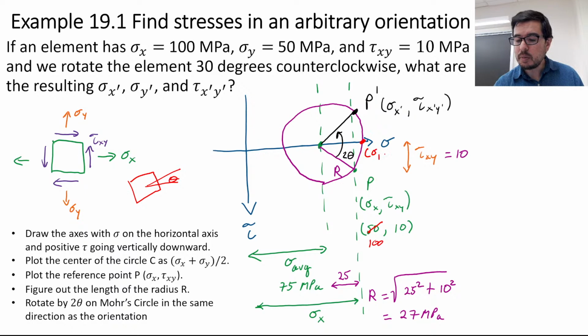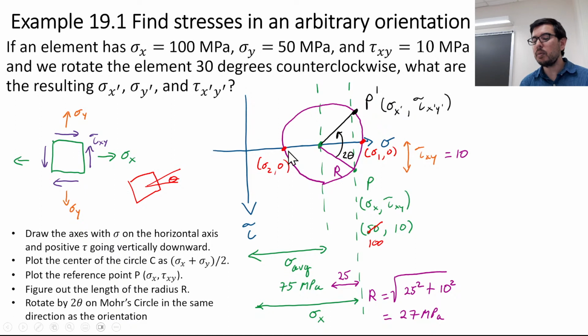That's what we'll call sigma 1, comma 0. And then we have a corresponding sigma 2, which is not at its maximum, right? It's actually at a minimum here, and that has 0 shear stress. Both of those have 0 shear stress. That's the definition of principal stresses.